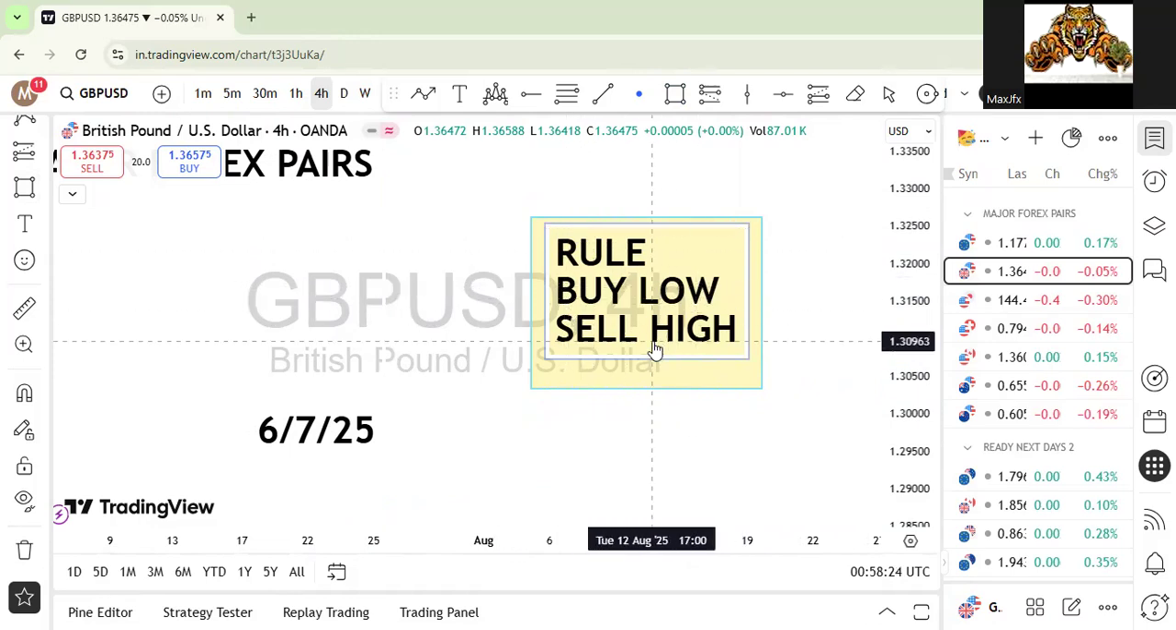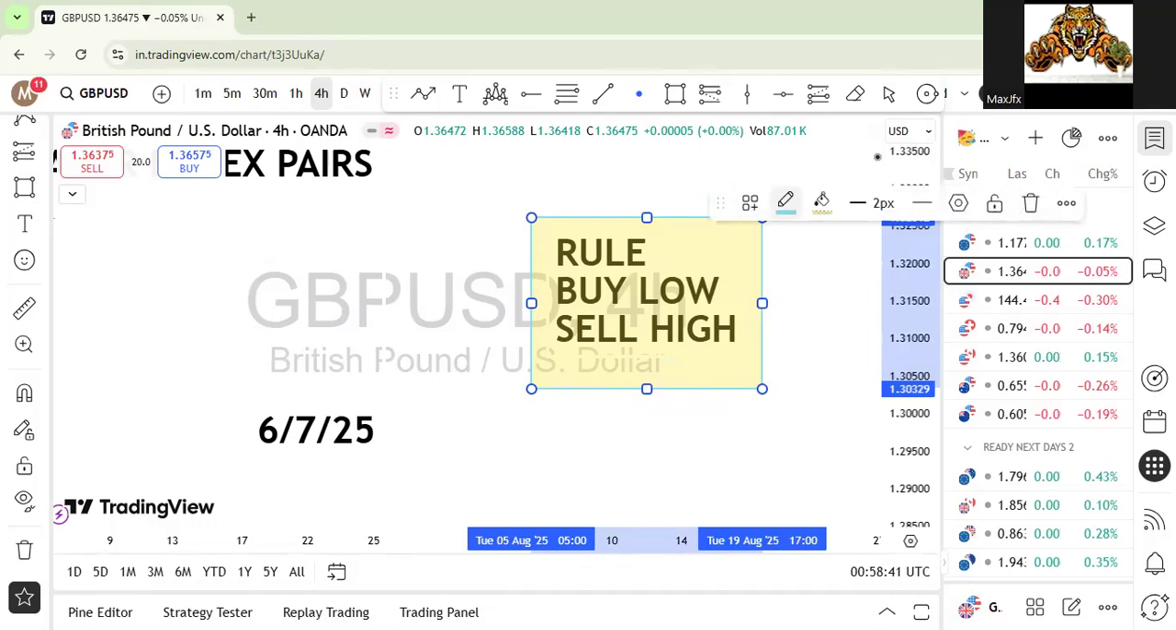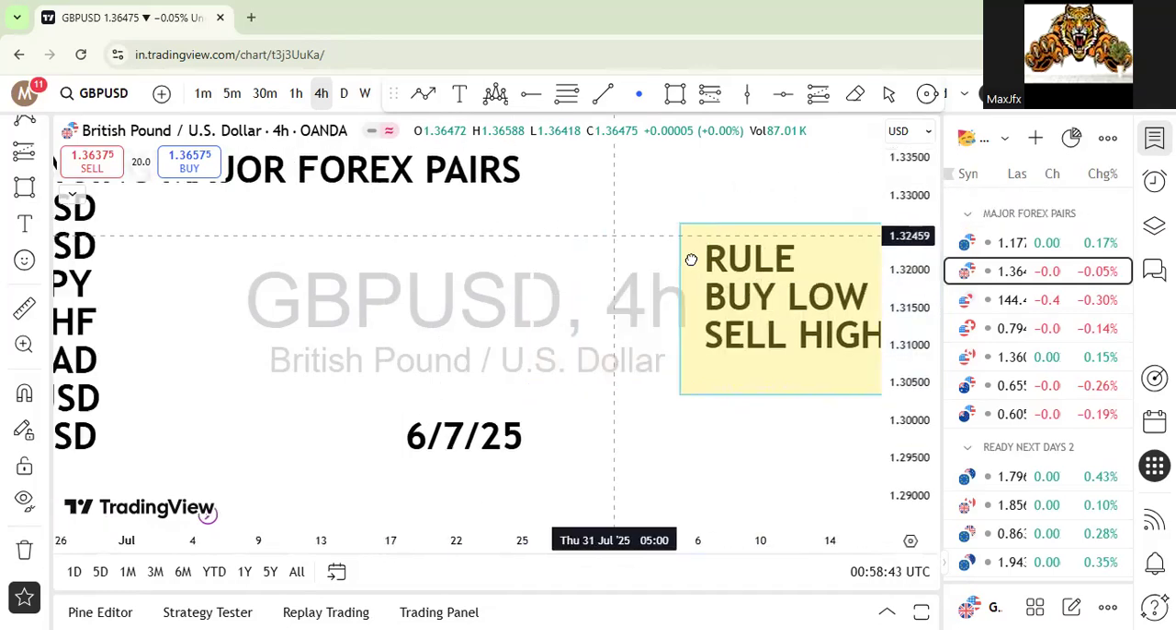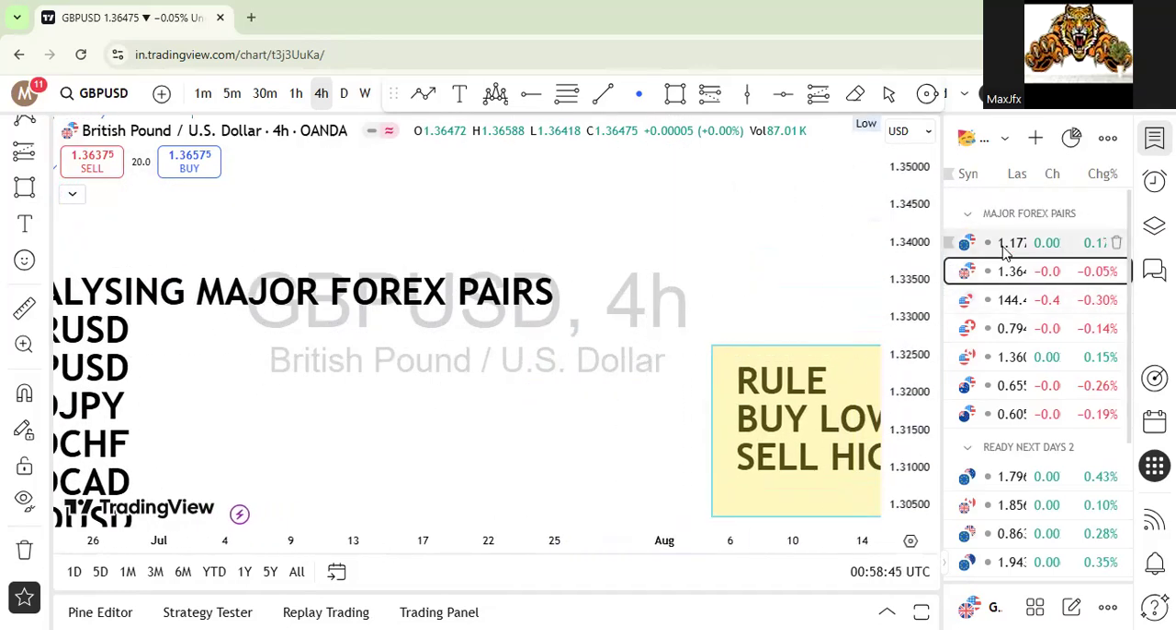So first you have to identify the trend, and then decide where to buy. If the trend is an uptrend, then you have to look for opportunities to buy low. When the trend is a downtrend, look for opportunities to sell at a higher price. Okay, so that is this. Let's start with the first pair.